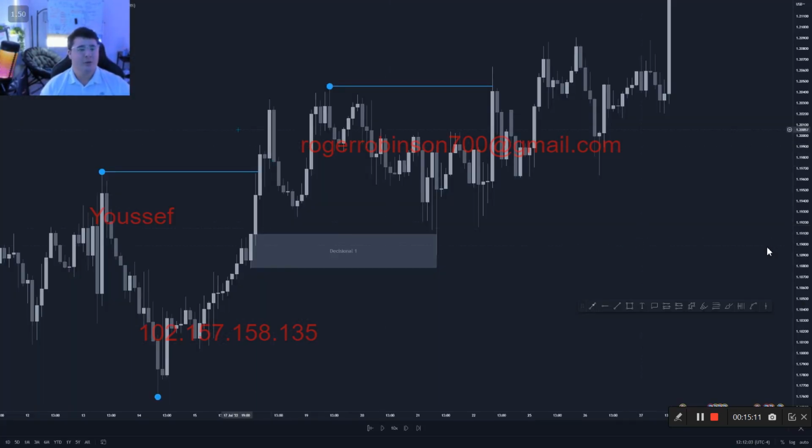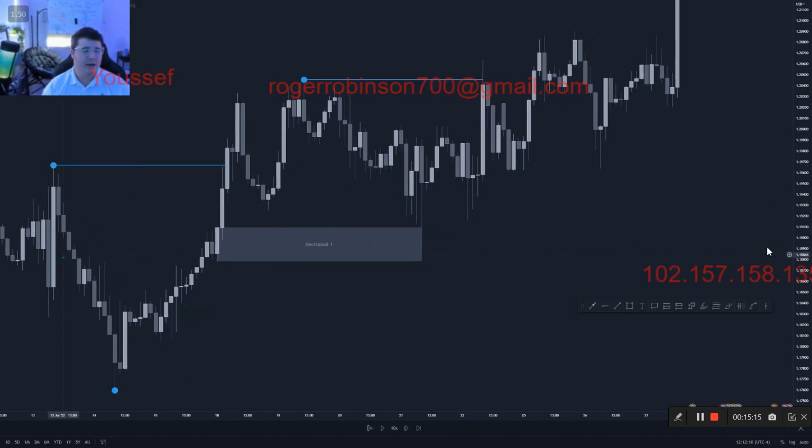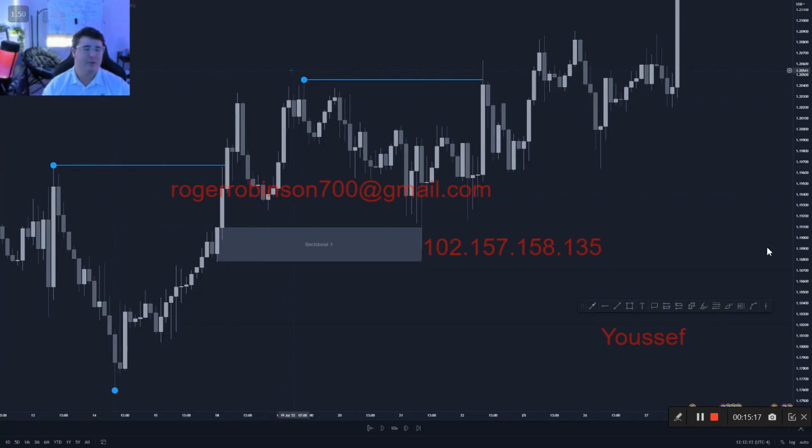All right, so we are looking at GU, and we're going to be applying the buy scenarios. So over here, we see that we have a high, a higher low. We see that we have a higher high. Now, where in this instance is the decisional?